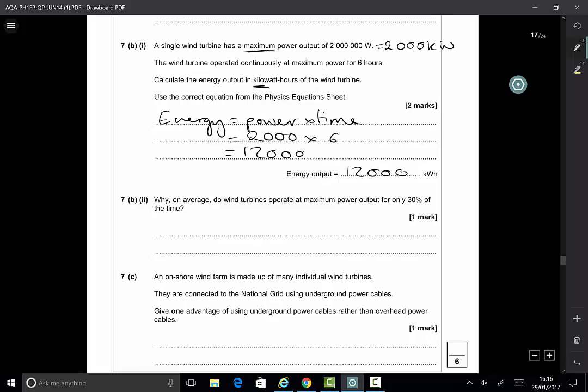Okay, why on average do wind turbines operate at maximum power output for only 30% of the time? It's a wind turbine, it's not always windy. Or if you want to be more scientific, you could say that wind is unreliable.